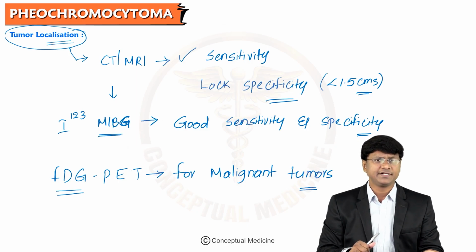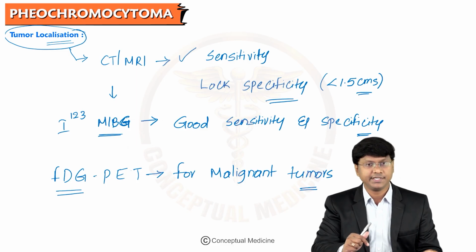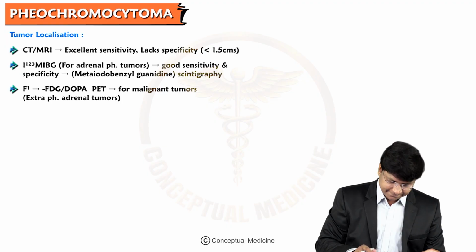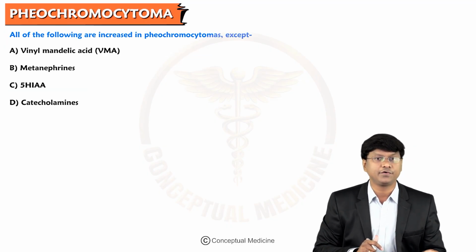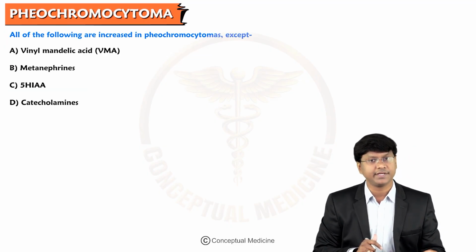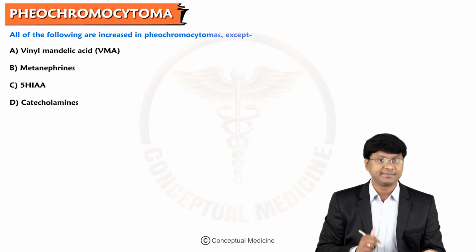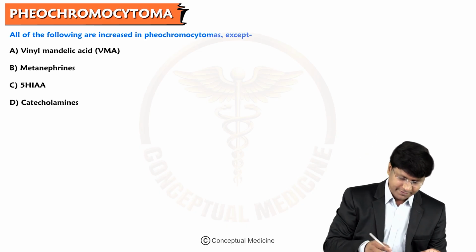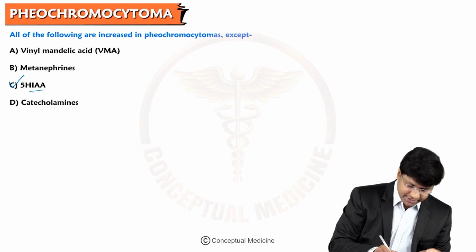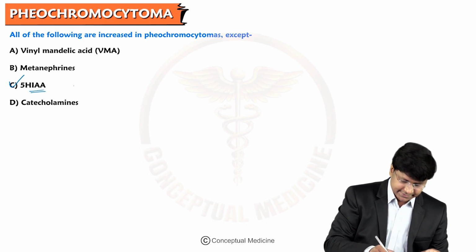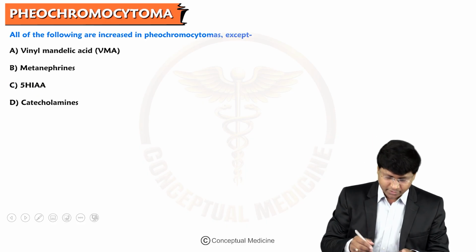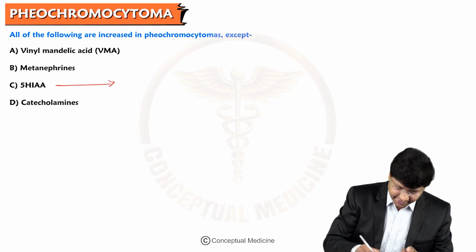Now, after having discussed the investigations, let me discuss the treatment. But before that, you see this question: all of the following are increased in pheochromocytoma except vanillyl mandelic acid, metanephrines, 5-hydroxyindoleacetic acid, catecholamines. Please remember, in pheochromocytoma, there will not be increase in your 5-hydroxyindoleacetic acid. This 5-hydroxyindoleacetic acid is increased in patients with carcinoid syndrome.